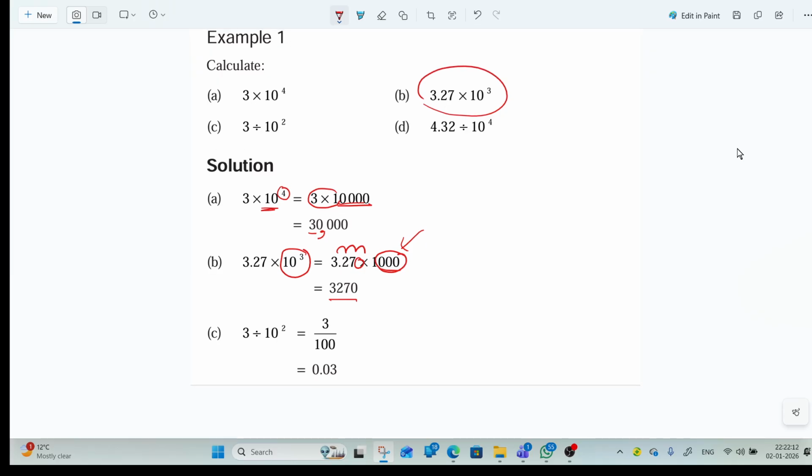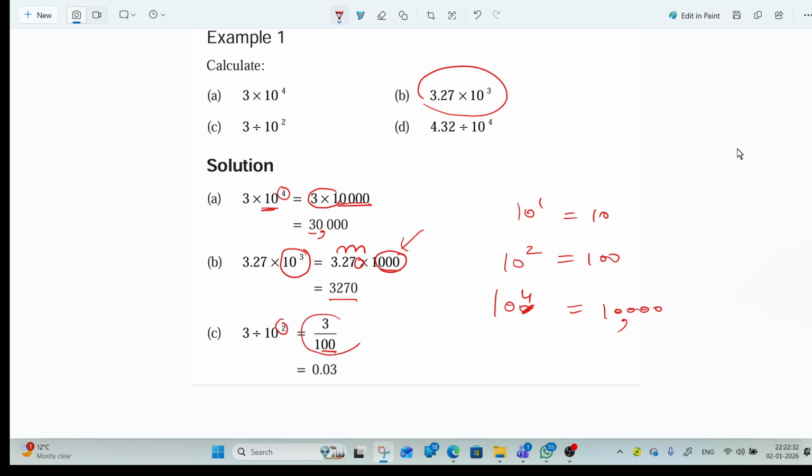That's how you got 3270. Next one, 3 divided by 10 to the power 2. 2 means there are two zeros. 10 to the power 2 means 100. 10 to the power 1 means 10. 10 to the power 4 means there should be 4 zeros, which is 10,000. Okay, that's how you can remember.